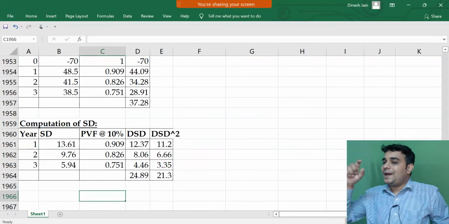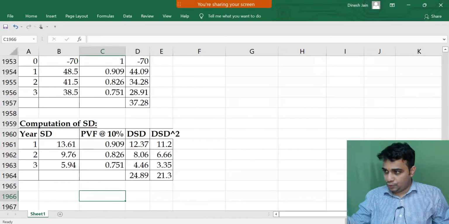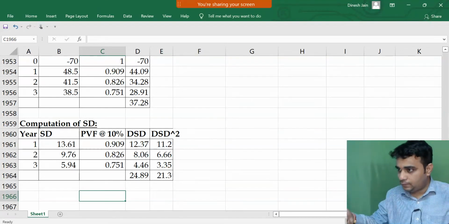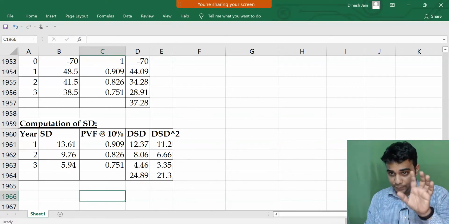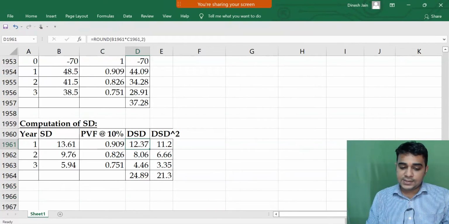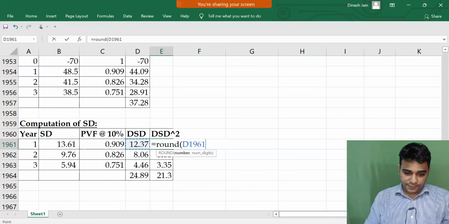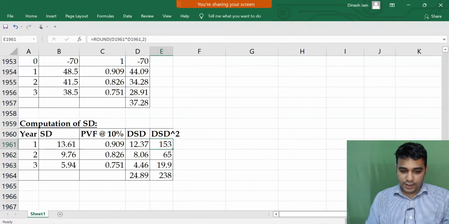Now you have calculated the standard deviation of every year. You cannot add them together. Standard deviation of year 1 is the first year value, then second year value, then the third year value. You need to discount them at that cost of capital, which is 10%, and this is called discounted standard deviation. Another thing is square of this. This is called discounted standard deviation square. You will do a square of this.